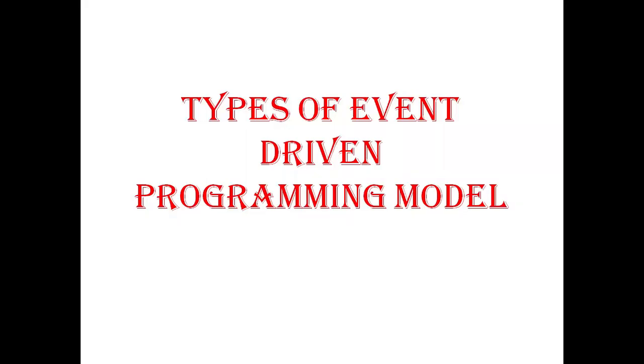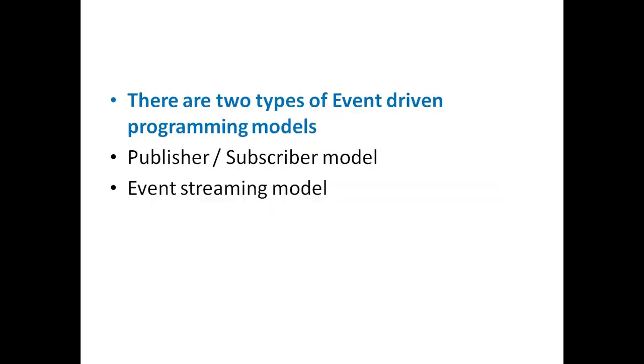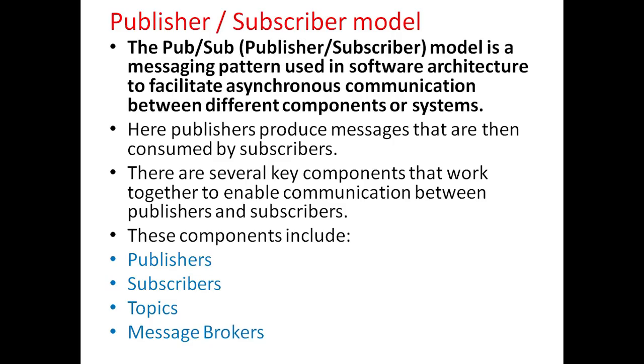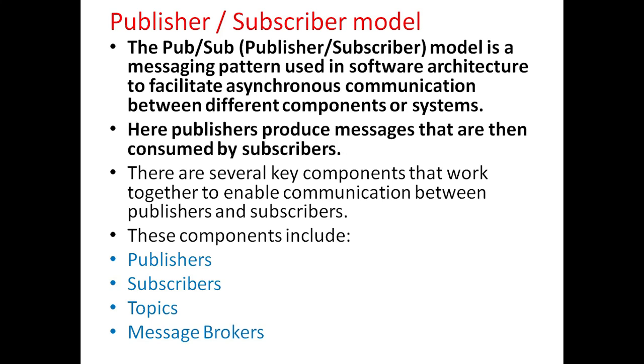Here we will see types of event-driven programming model. There are two types of event-driven programming models: publisher-subscriber model and event streaming model. The publisher-subscriber model is a messaging pattern that is used in software architecture to facilitate asynchronous communication between different components or systems. Here, publisher produces the messages that are then consumed by the subscriber.